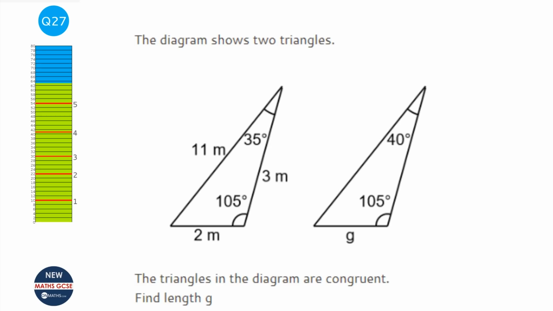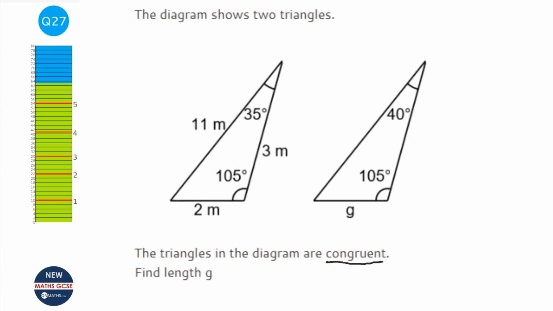So this question says there's two triangles that are congruent. Now congruent means exactly the same shape, exactly the same size, exactly the same angles, exactly the same length. Now the important thing to notice is this angle here and this angle here are not the same.